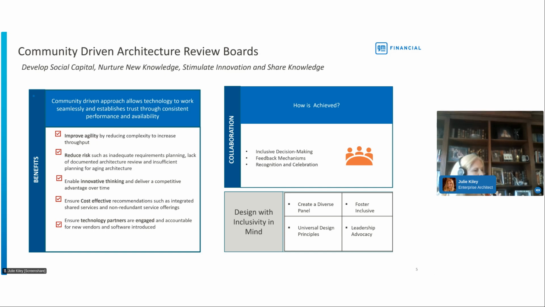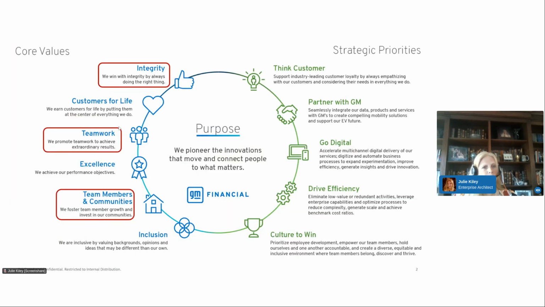Another thing that you want to consider is the culture and values of your company. So I'm gonna scroll up a little bit and show these are the core values at GM Financial. Their core values include integrity, right? Winning with integrity, teamwork, partnering with other collaborators, team membership, and fostering communities. And they specifically call out as one of their core values inclusion. And so this is a core value that we should carry through to our architecture design communities as well.